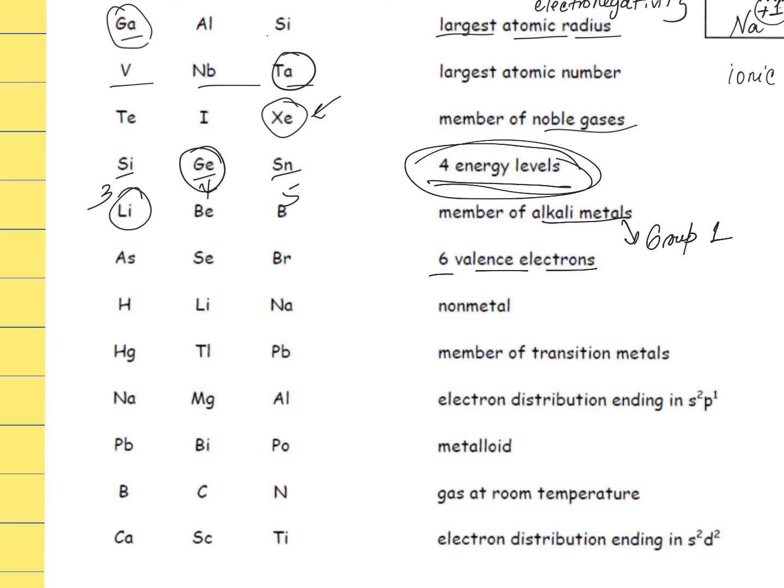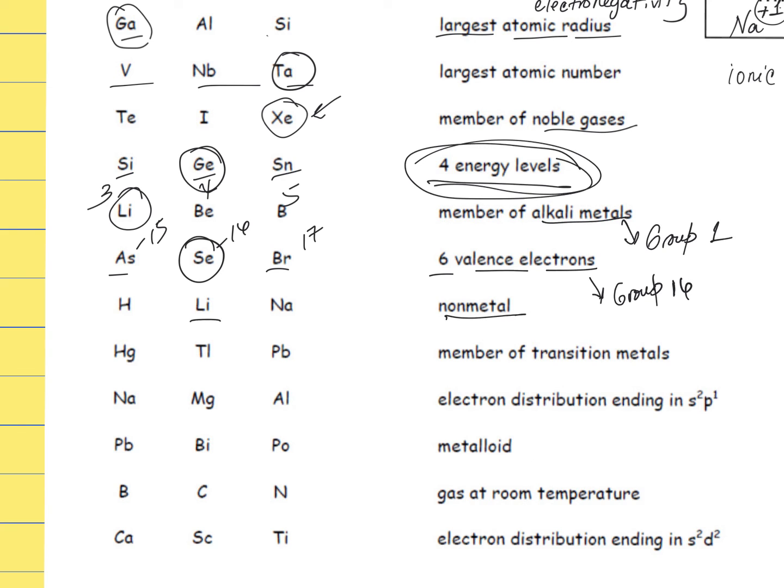6 valence electrons. Okay? 6. In order to have 6 valence electrons, the element has to be located in group 16. So I'm going to look over here. I know that bromine is in group 17. Selenium is this one, 16. The other one is in group 15. Okay, so it is this one over here.